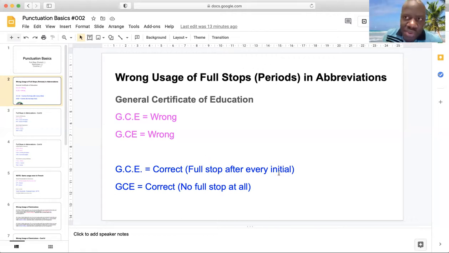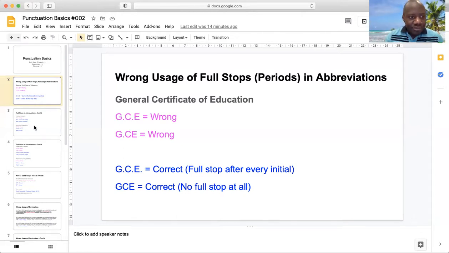And if you don't want to do it this way, you may want to write it this way. This is even the commonest way, or more and more people are using this method. The second method, you drop all the full stops and you just write capital G, capital C, and capital E, and this is correct. No full stop at all. So for it to be correct, either there are full stops after every initial or there is no full stop at all. But once you start the full stops and you stop halfway, it is wrong.